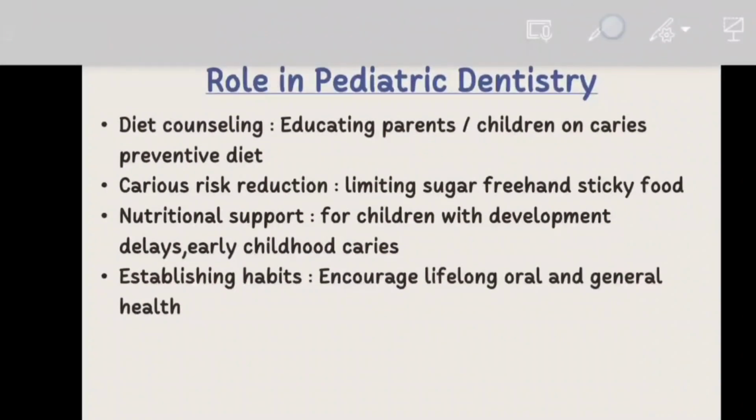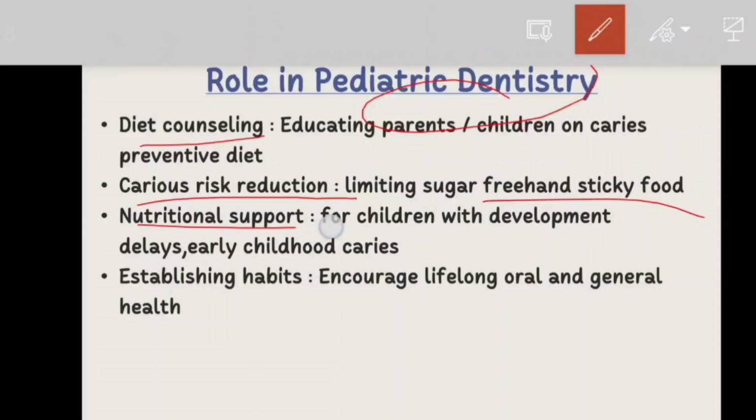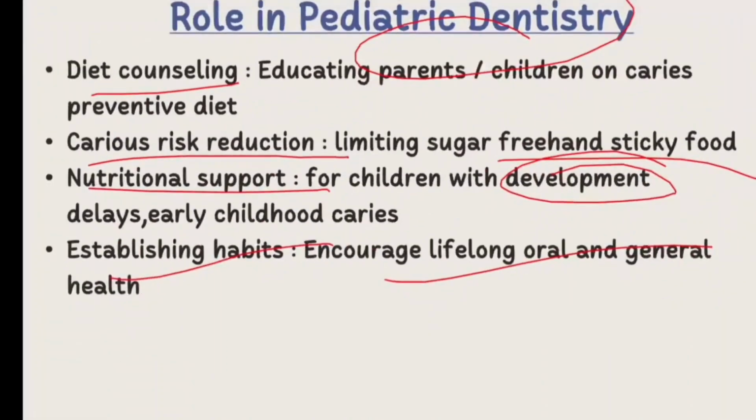Now we see the role of the diet pyramid in pediatric dentistry. So first one is diet counseling. We educate parents and children about a caries-preventive diet. Second one is caries risk reduction. Here limiting sugary and sticky food reduces the caries risk. Third one is nutritional support. It is helpful for children with early childhood caries and developmental delay. Fourth one is establishing healthy habits. So encourage lifelong oral and general health.